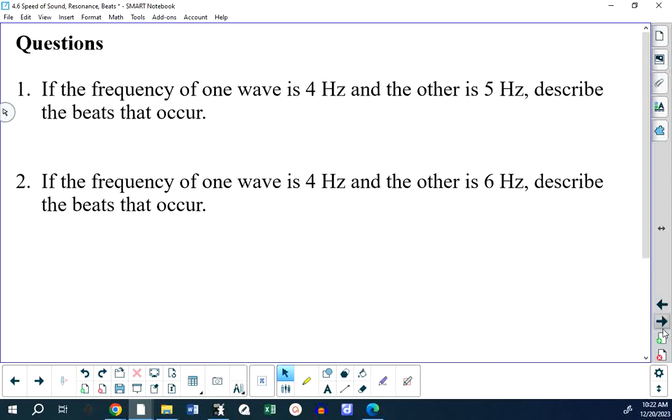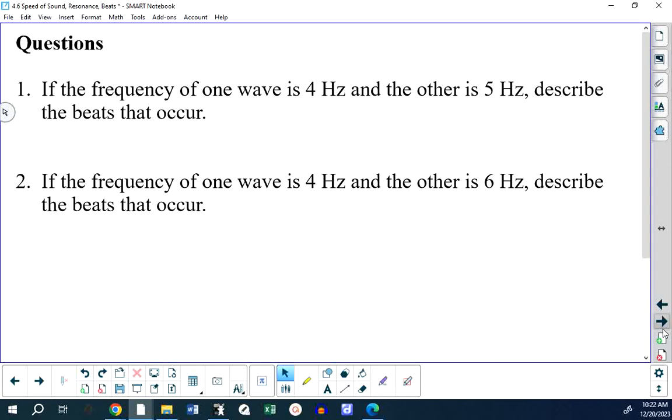And it's the difference between the 2 frequencies. So if I have a frequency of one wave, which is 4 hertz, and another which is 5 hertz, what are the beats that occur? Now I'm using very simple numbers which are not sound frequencies. They're too low to be sound frequencies. But these could be water waves, or they could be electrical signals of some kind.